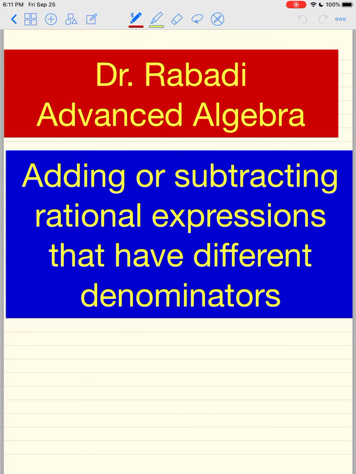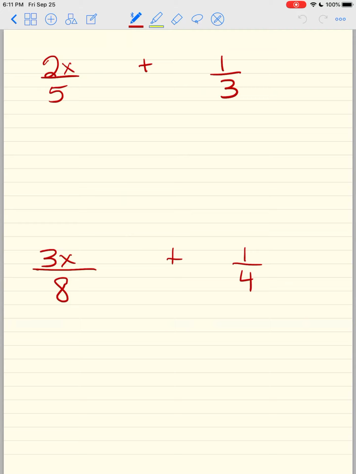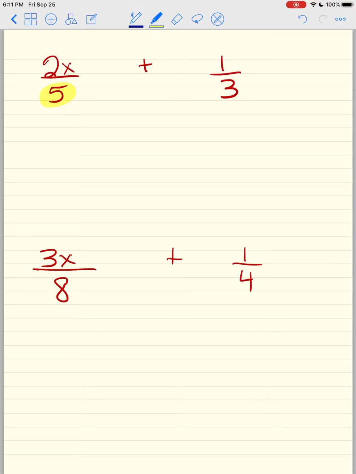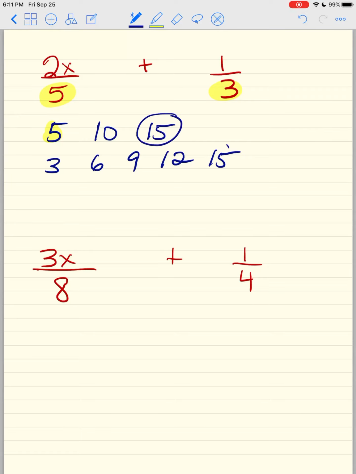Hey guys, welcome back. In this video, I'm going to teach you how to add or subtract rational expressions that have different denominators. So everyone knows that when you add or subtract a fraction, you need to have the same denominator. So what we can do in this case to find out where 5 and 3 actually meet is you can either know that they meet at 15 first, or you can say 5, 10, 15, 3, 6, 9, 12, 15, and you see that they meet at 15 first.